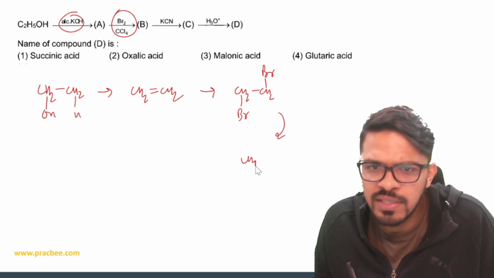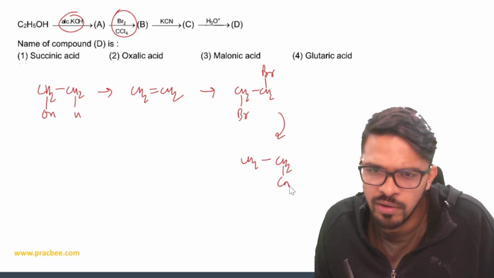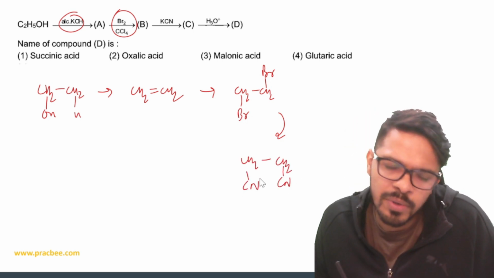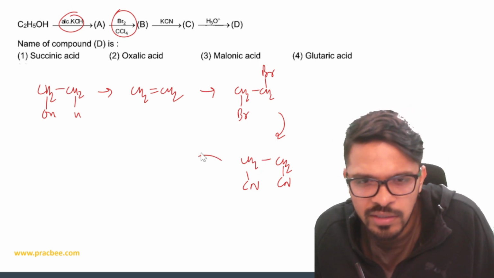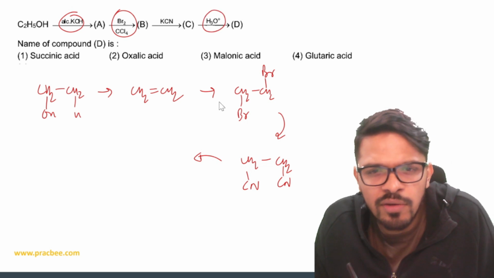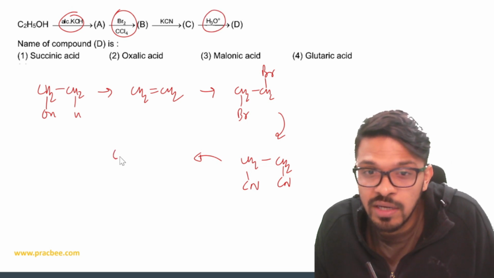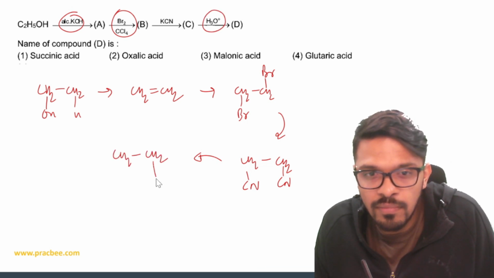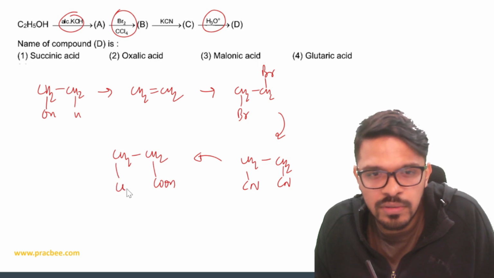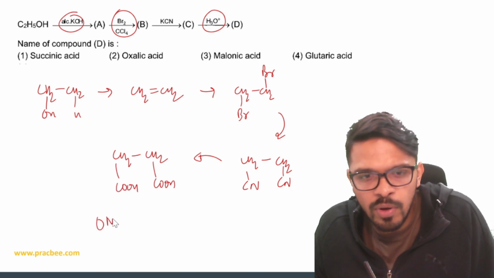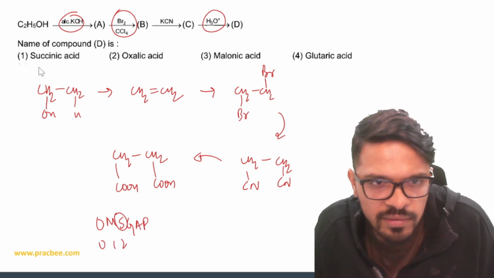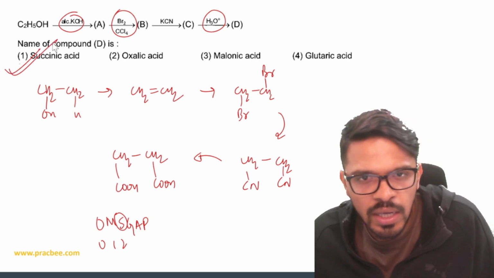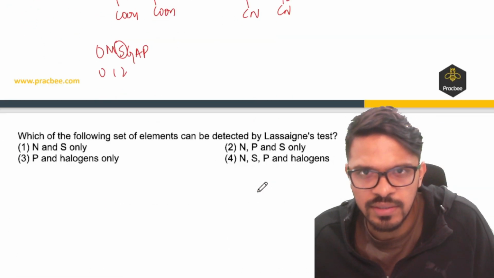Then we have KCN. So what will happen? I'm writing them on the same side. They could be on different sides as well. Actually they are on the different side, but I'm writing in this fashion. And then we know on hydrolysis cyanide gets converted to acid. So COOH, COOH. If you remember the mnemonic, this is 0, 1, 2, so S means this is succinic acid. Compound D is succinic acid.